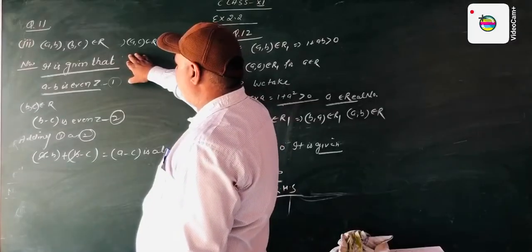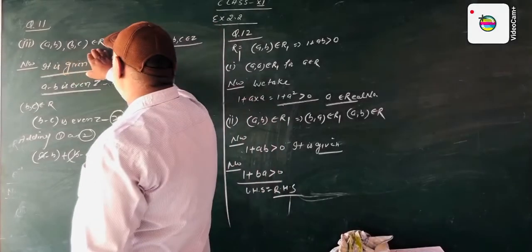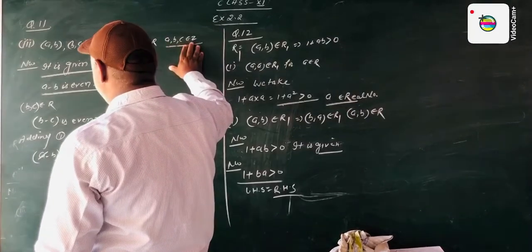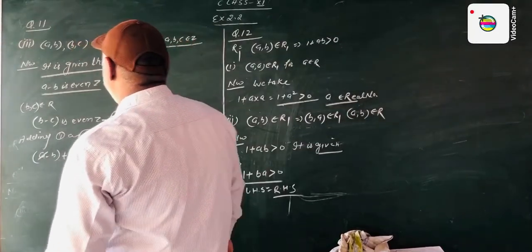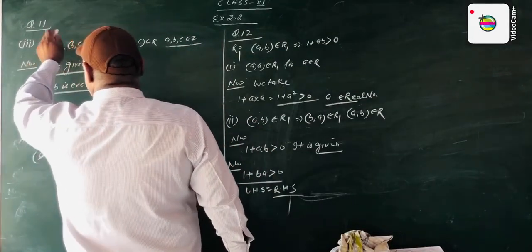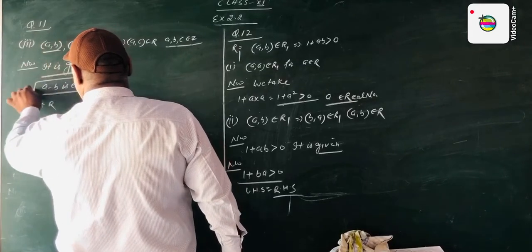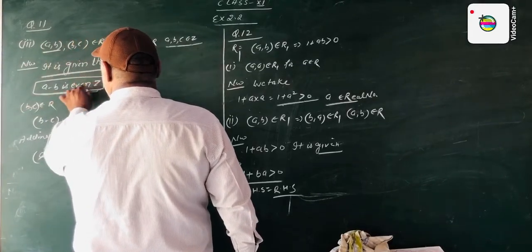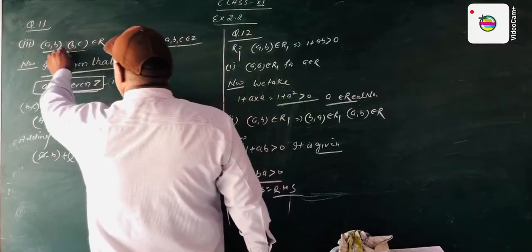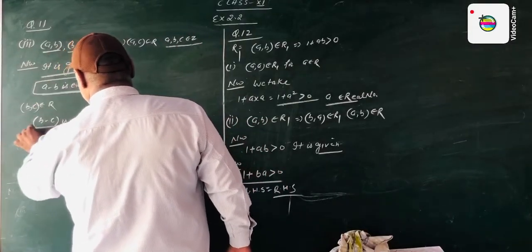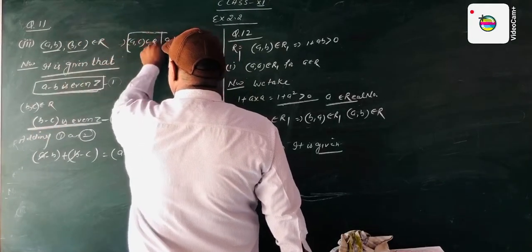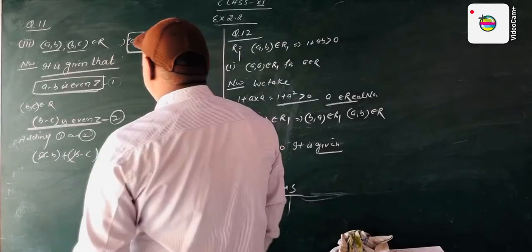The third part says that if A, B and B, C belong to R, then A, C belong to R, where A, B, C belong to Z. Now it is given that in the first part of this question we have shown that A, B belong to R. It means A minus B is an even integer. It is given. Now this says that B minus C, it means B minus C is also an even integer. Then we prove that A minus C is also an even integer.